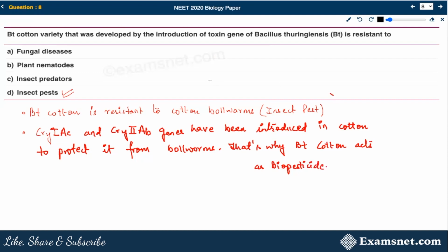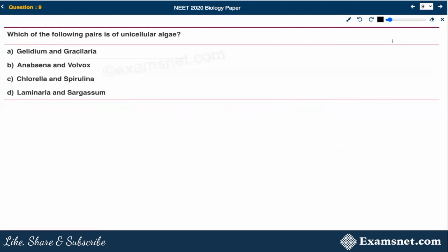All right. So with this case, our correct option will be option D. That means insect pest will be there. Clear? Now, next question. Which of the following pairs is of unicellular algae? Now, you have to find out the category of unicellular algae among the given options. So the very first case is Gelidium and Gracilaria.